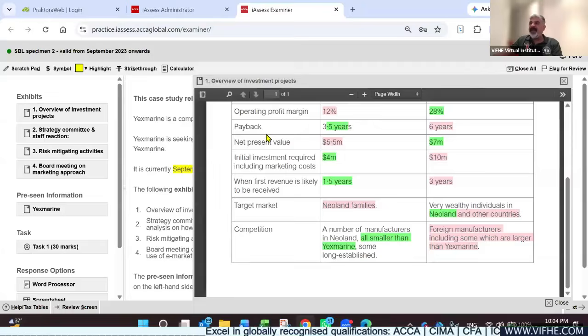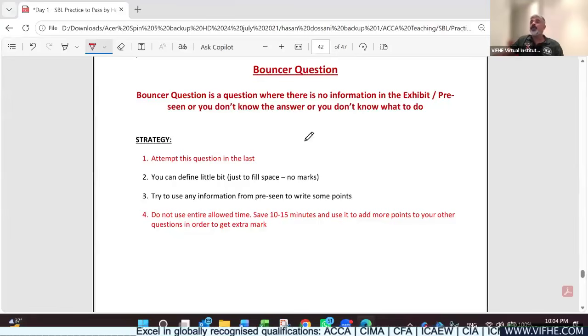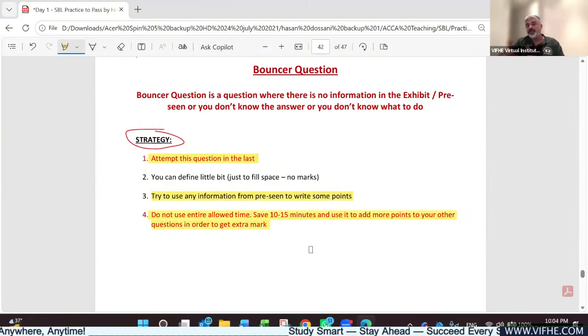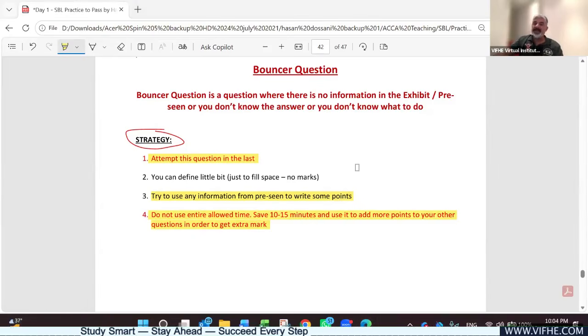Now, once you identify a bouncer question, what do you do? What will be your strategy? Number one, attempt this question in the last. Correct? And then, try to use information from the pre-seen to write a few points. But this one is important: do not use the entire time for that question.